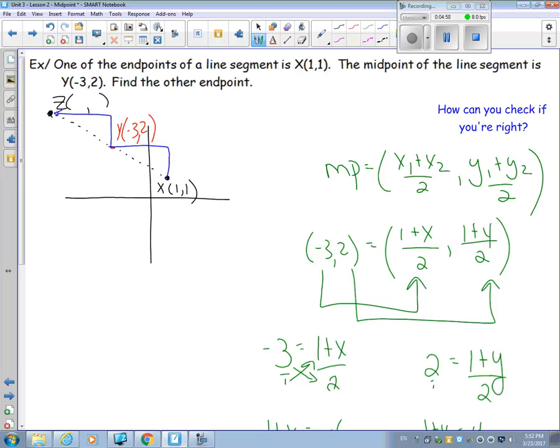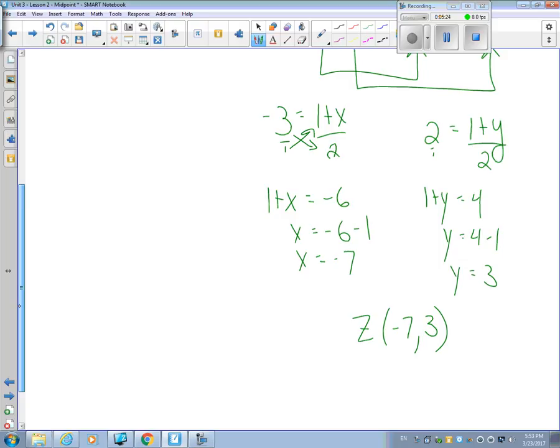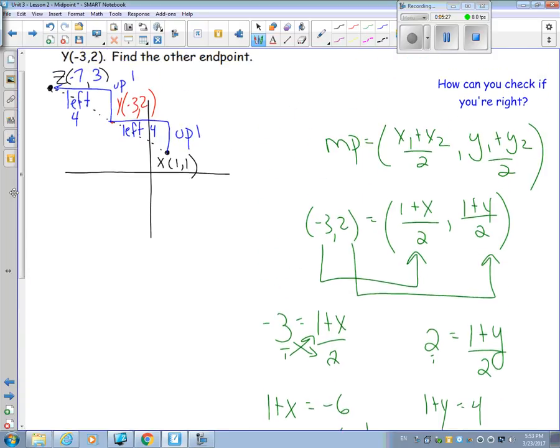So let's think about this. To get from x to y, we have to go up 1 and then left 4, from 1 to negative 3. Well, that means to get from y to z, I have to go up 1. So if I add 1 to my y value of 2, I get 3. And if I go left 4, so go back 4 from negative 3, I'm at negative 7. Well, that's the exact same answer we got for z by doing algebra. This way we just had to do a little bit of thinking and counting. Okay? It's basically the idea of slope, if you will. So there's a good application of midpoint.